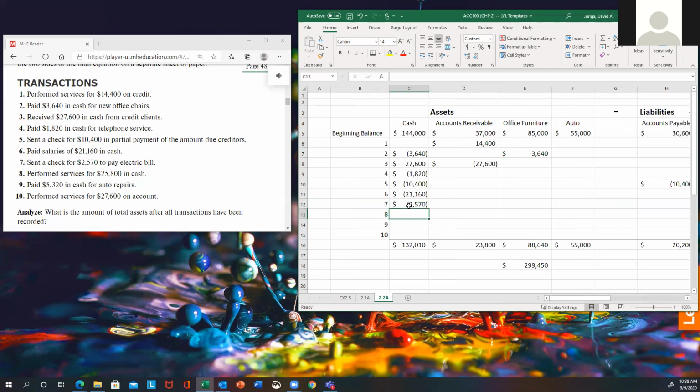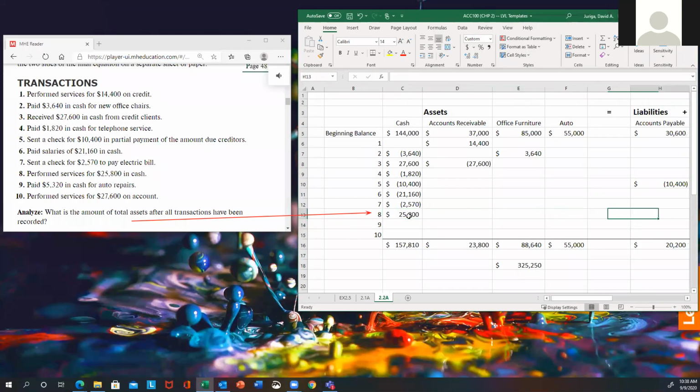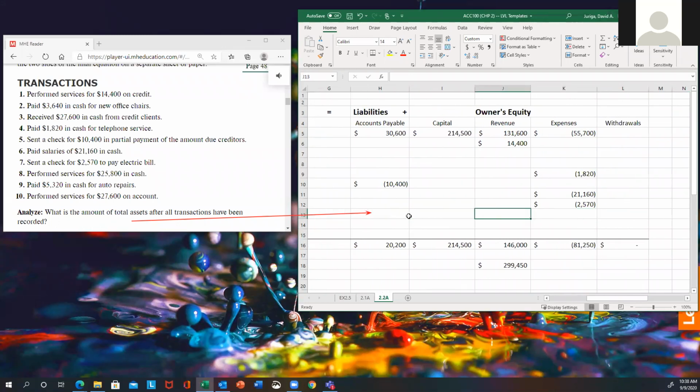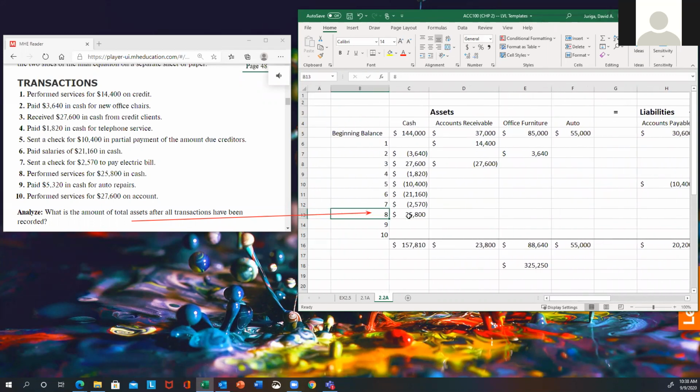All right, number 8, and you've seen this one before. Number 8 is very similar to number 1. It says perform services, except number 1 was on credit. Number 8 says cash. So we'll go to the transaction line 8, and for cash, you should all say what? Increase. You got it. So cash will say 25,800 increase. And then just like number 1, we'll go to revenue and put that increase of 25,800. That takes care of number 8.